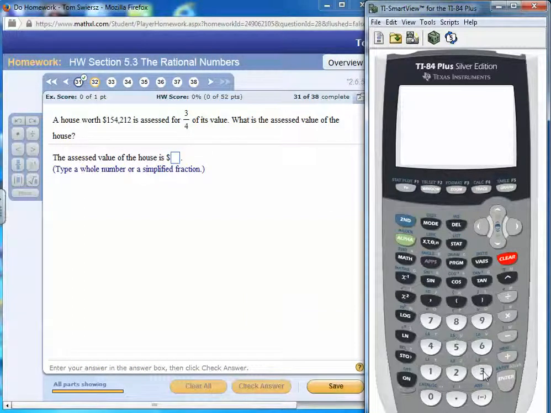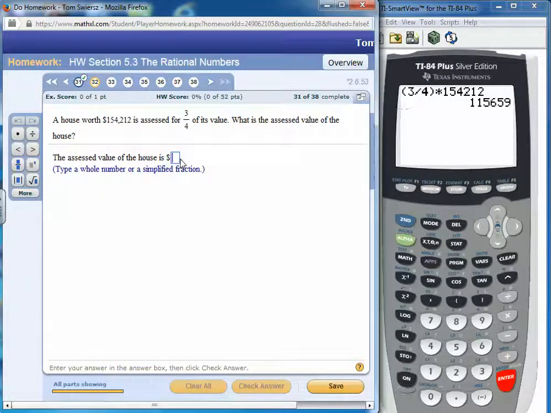So again, you can just go ahead and do the division for the fraction. You can put in 3/4 as 3 divided by 4, and then we're multiplying by 154,212, and we get $115,659.